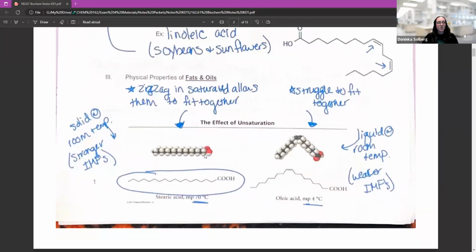Since they're straight chains, they pack really well and they have stronger intermolecular forces. So they have stronger London dispersion forces and they end up being solid at room temperature. This one has a melting point of about 70 degrees.